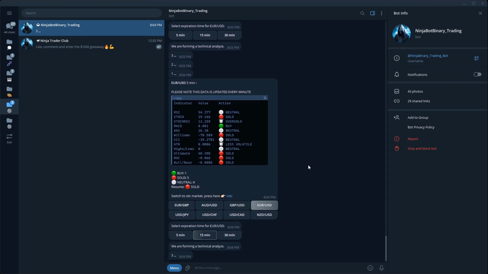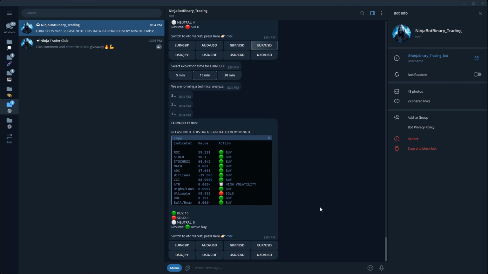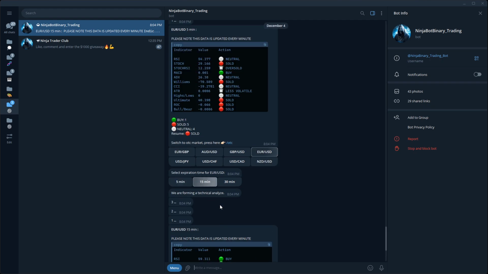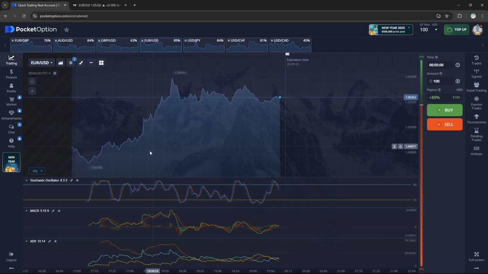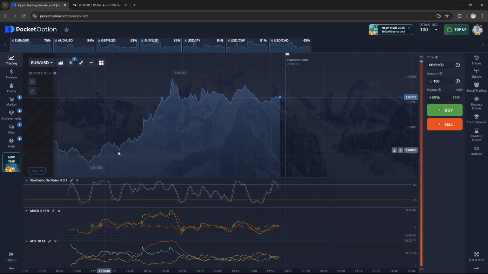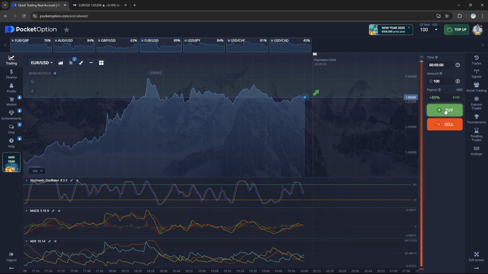Here's a quick tip. If you want to confirm a trend or simply get a forecast on how things might play out, switch to a longer time frame in the bot. That's exactly why I was looking at the 15-minute time frame just now. Here's why I encourage you to analyze the market on your own while using the bot.